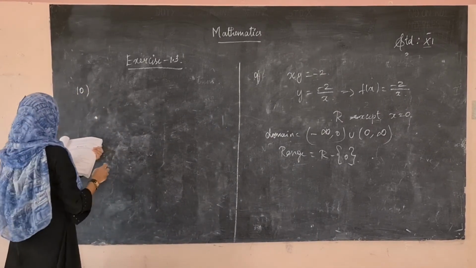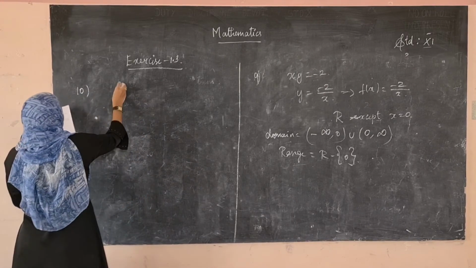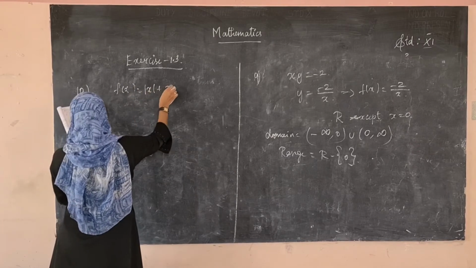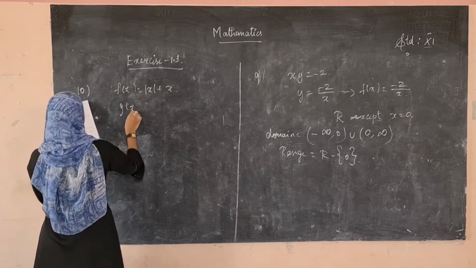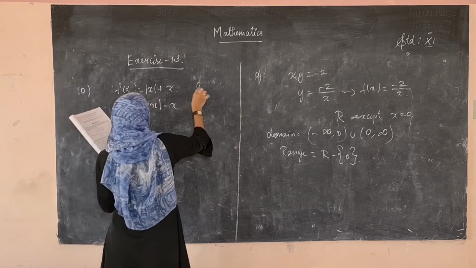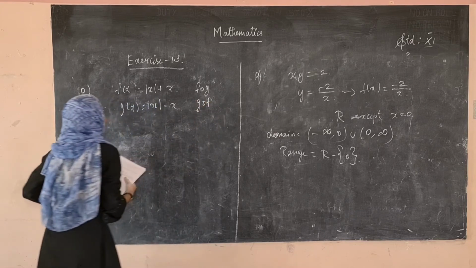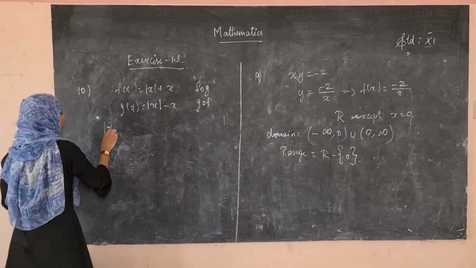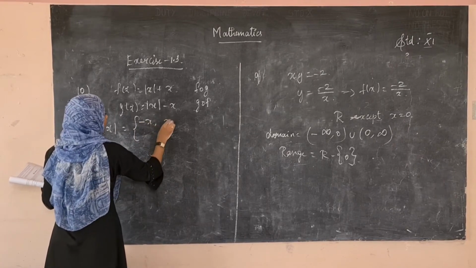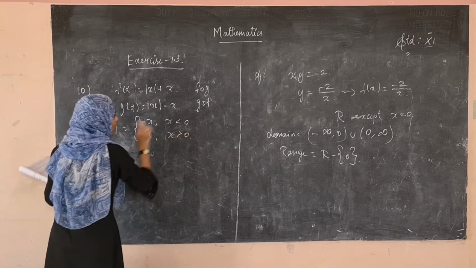Tenth sum. If f and g are functions from R to R, f of x is equal to modulus of x plus x and g of x is equal to modulus of x minus x. We have to compute both f composite g and g composite f. See, we already know that modulus of x is minus x when x is less than 0 and x when x is greater than 0.